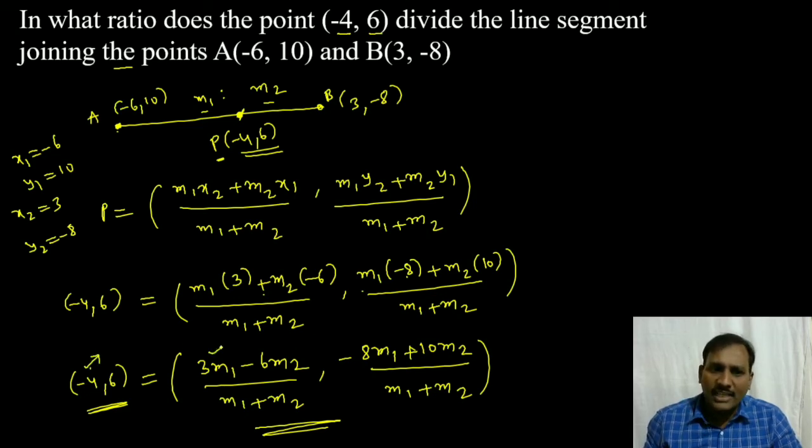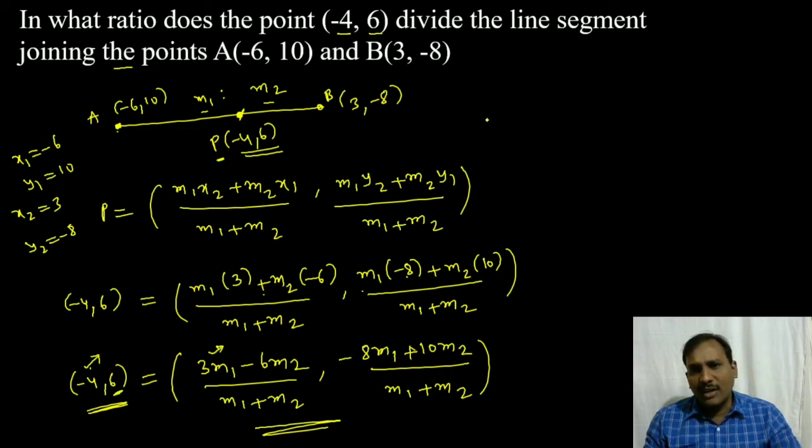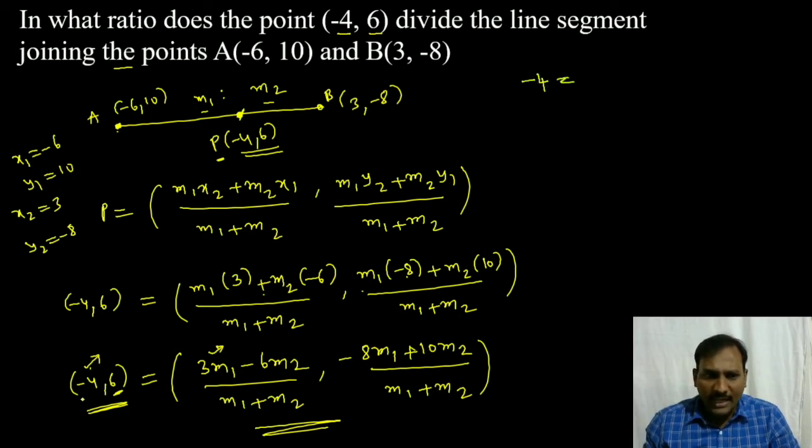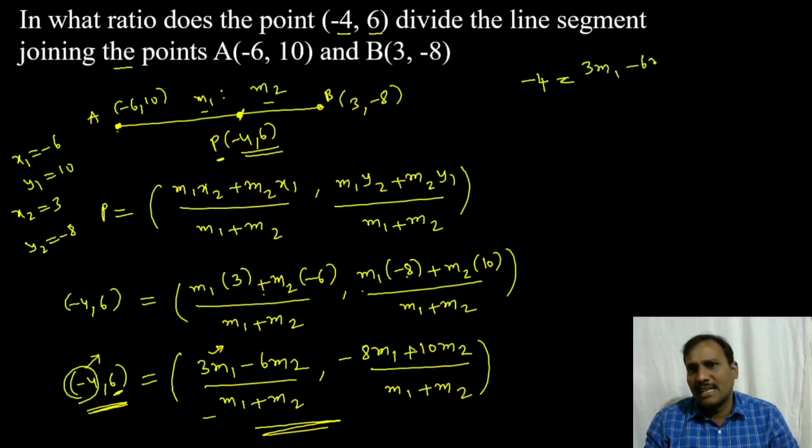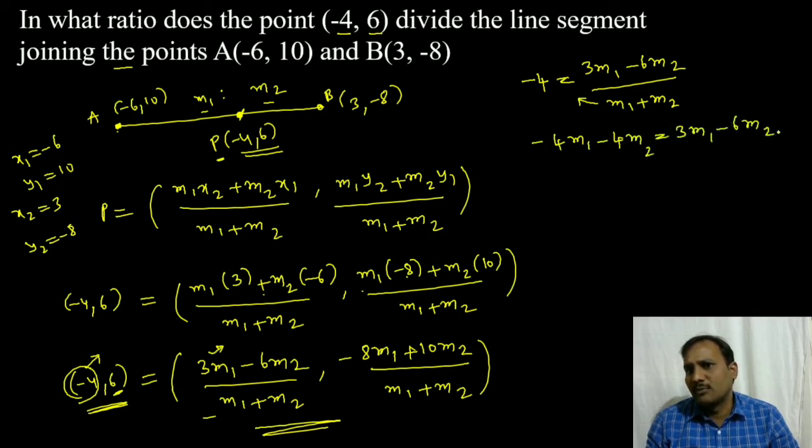First coordinate is equal to first coordinate, second coordinate is equal to second coordinate. You equate any coordinate to get the m1 by m2 value. So I am equating the first one: -4 is equal to 3m1 minus 6m2 by m1 plus m2. Or you can take the second one also, you will get the same answer. So now let us cross multiply. -4m1 minus 4m2 is equal to 3m1 minus 6m2.